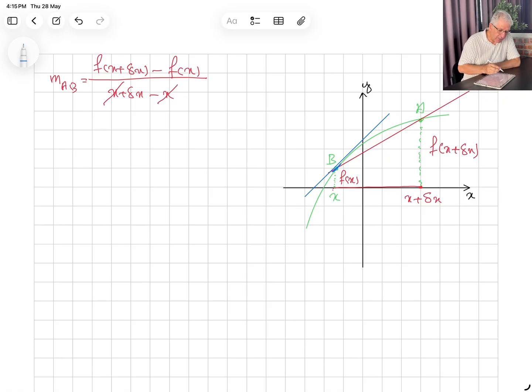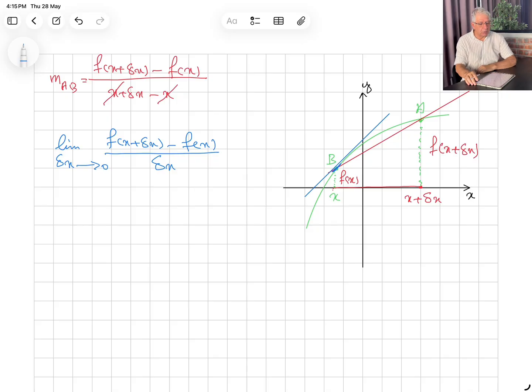So in that case, what will happen? This will be the limit as change of x, delta x, goes to 0, of f of x plus delta x minus f of x divided by delta x. Now, you can see that if delta x goes to 0, this will be almost f of x minus f of x, which is almost 0, divided by delta x, which goes to 0. This also approaches 0. You have an undetermined value of 0 over 0.